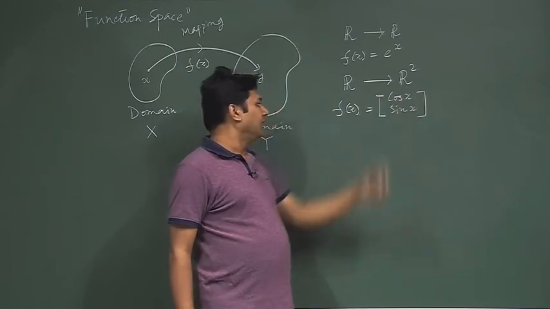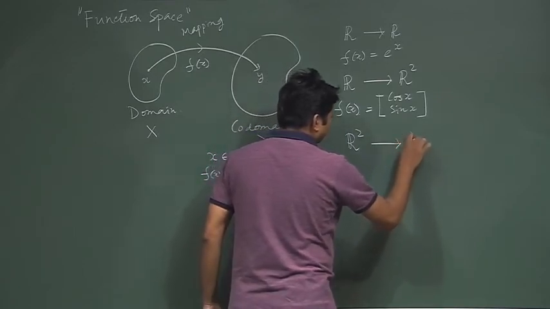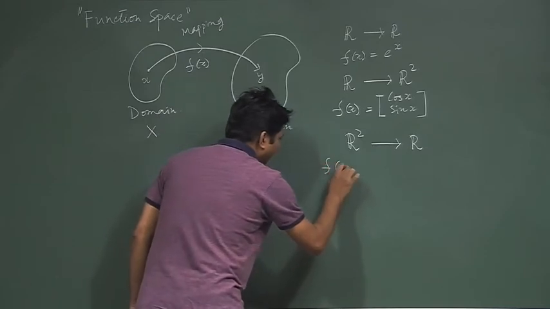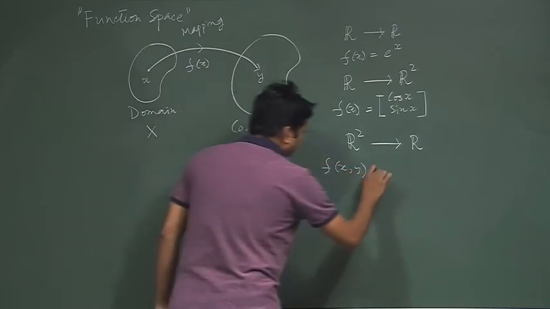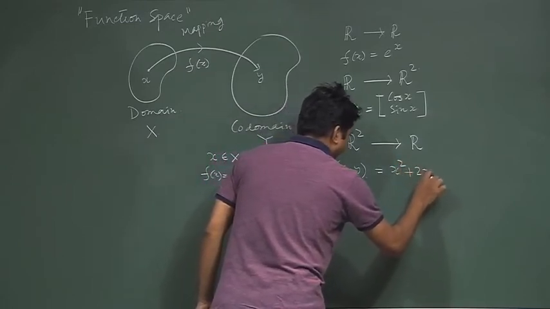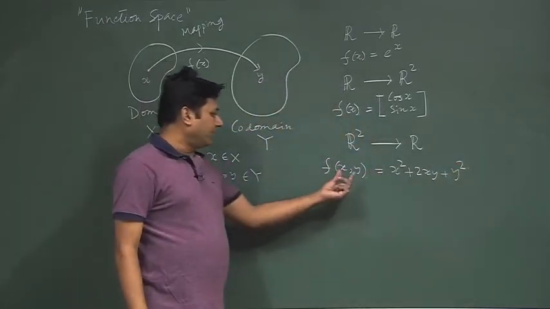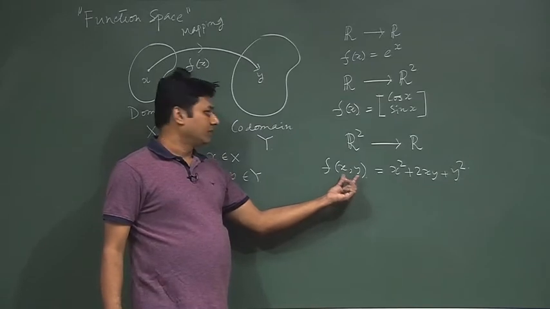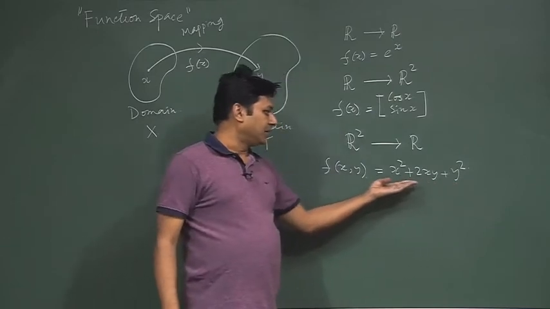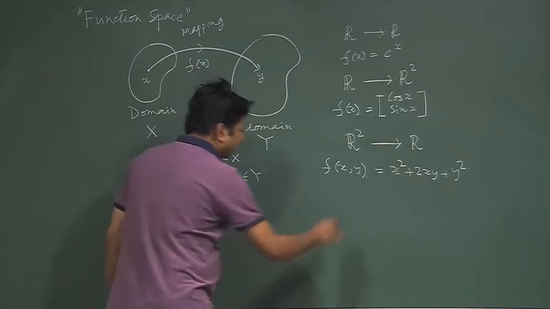In a similar way I can go from R2 to R. How? Instead of one input, I need to put two inputs here. As a result, I can get this. I will take one x, I will take one y. So that means I am taking two elements, and as a result, what I am getting is a single element through the mapping.